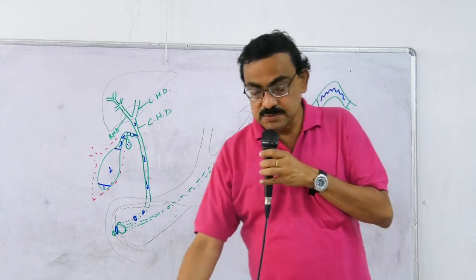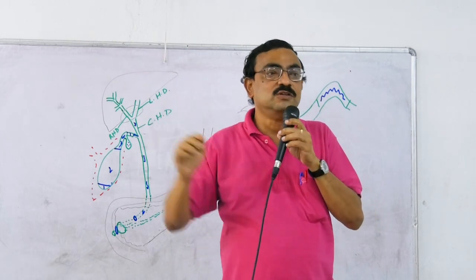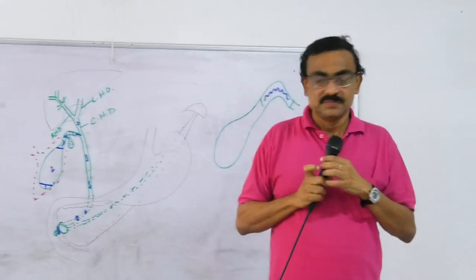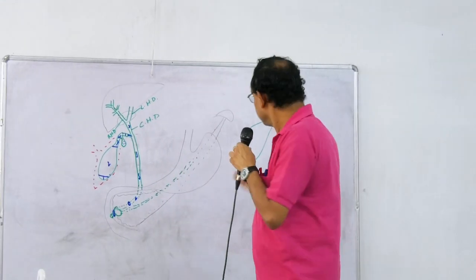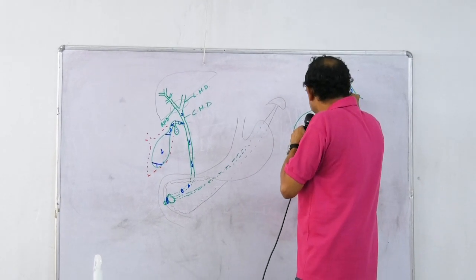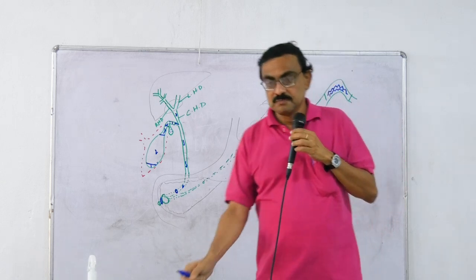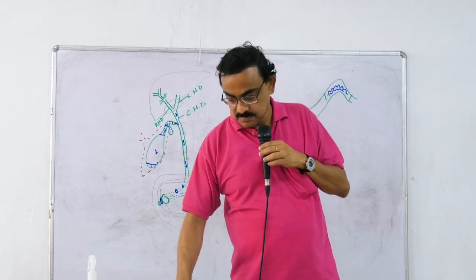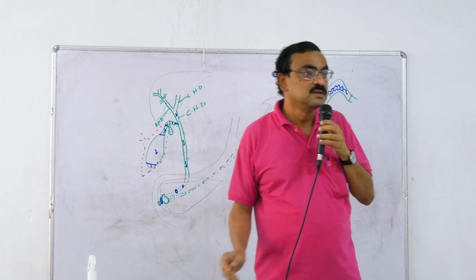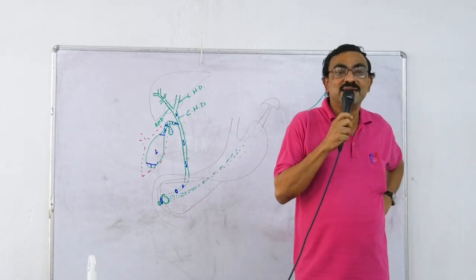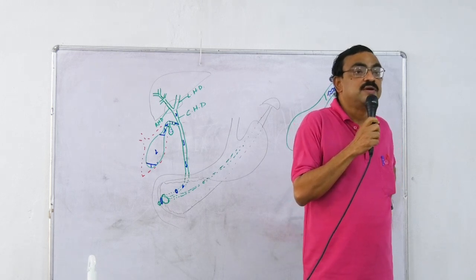And within the mucous membrane we can find spiral folds. Spiral fold. This spiral fold is called the spiral fold of Heister.